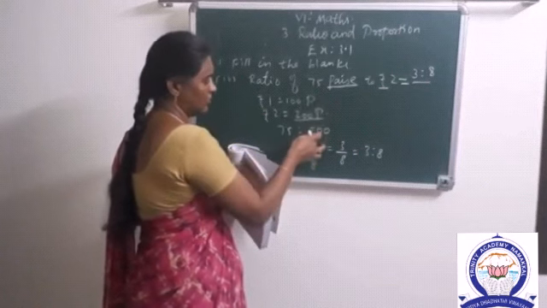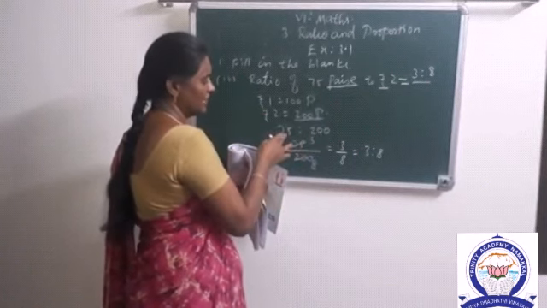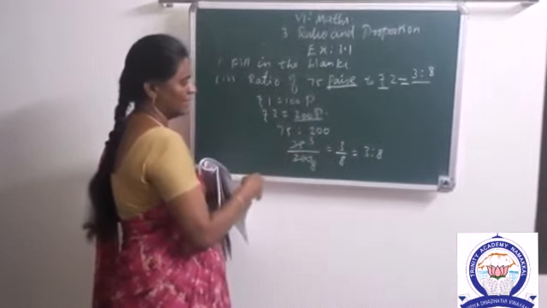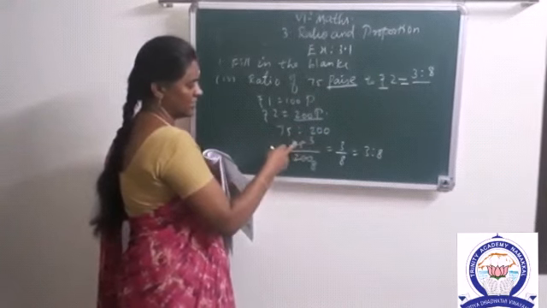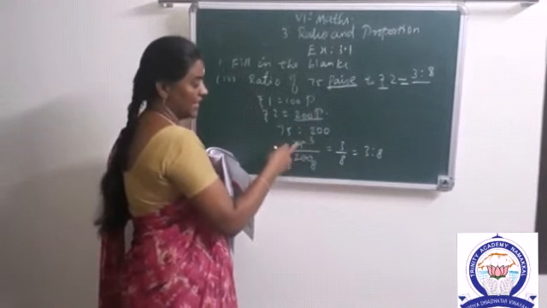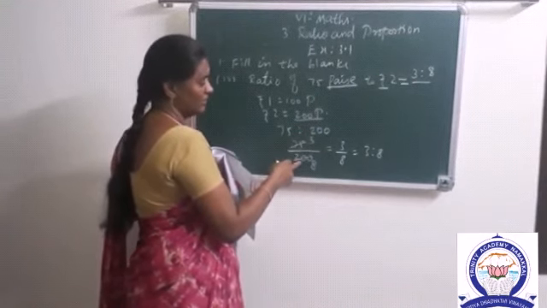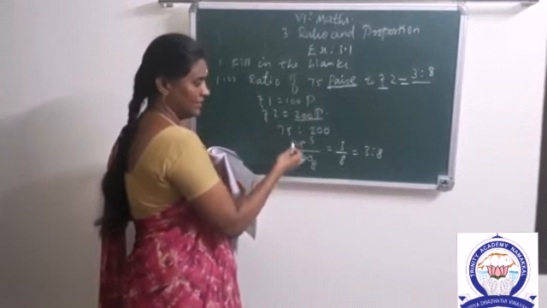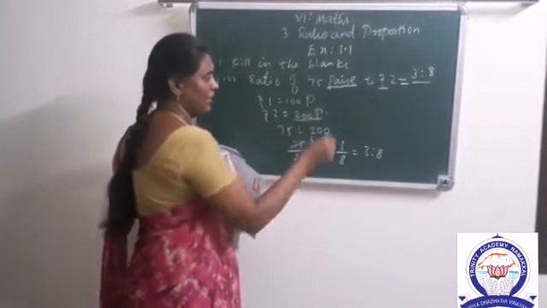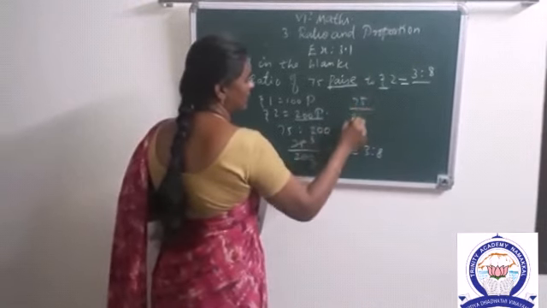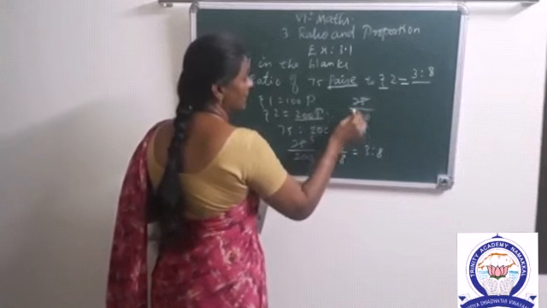2 rupees we have 200. So 75. What is the ratio form? 75 is to 200. Ratio is the form of fraction. So 75 by 200. We cancel by 25 table. Otherwise we cancel by 5 table. Again we cancel by 5 table. For example, 75 by 200, we cancel by 5 table.